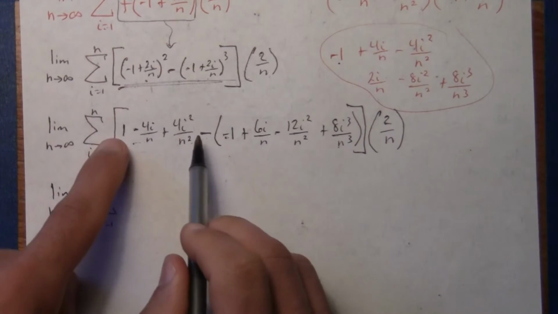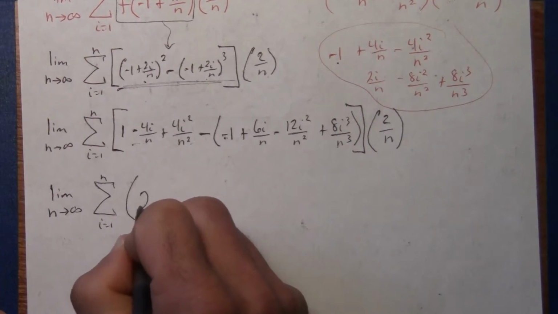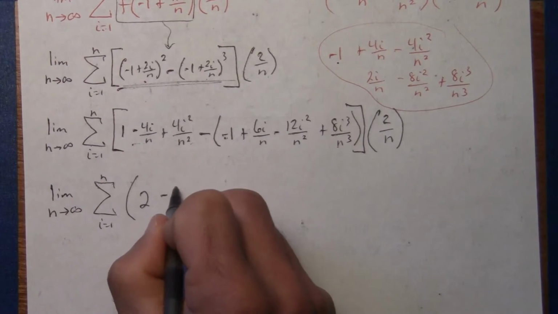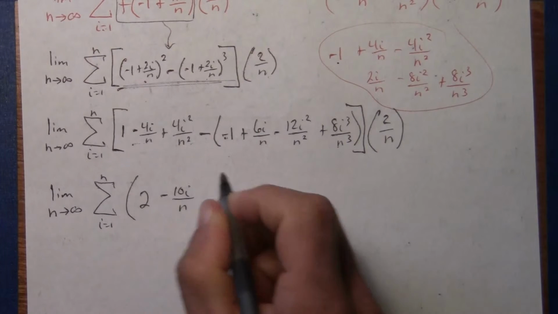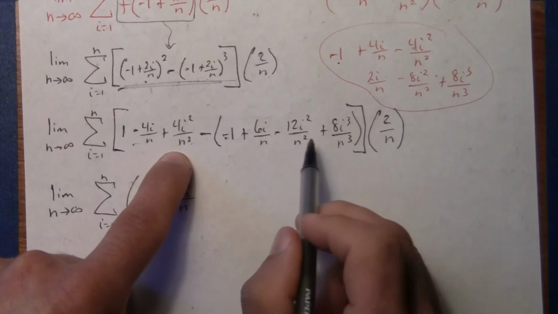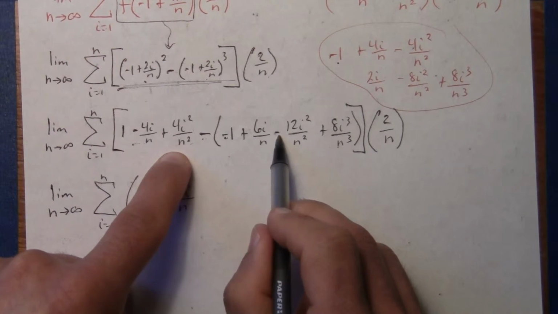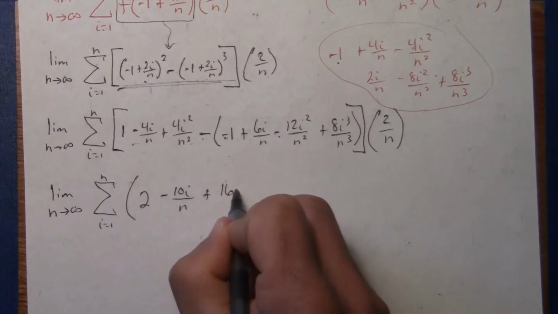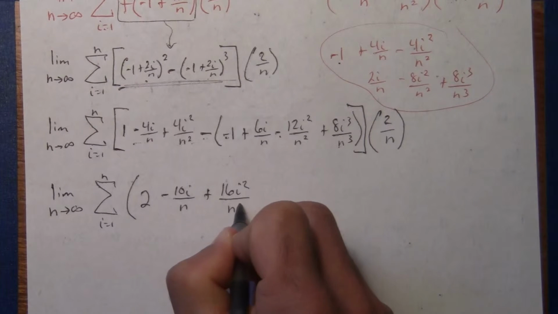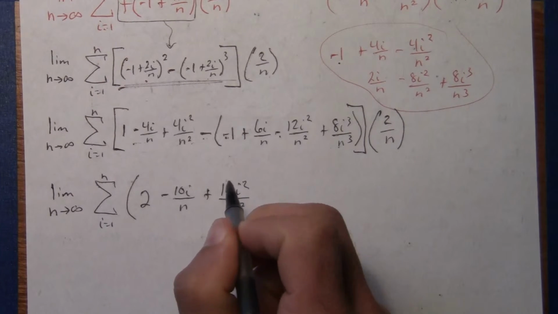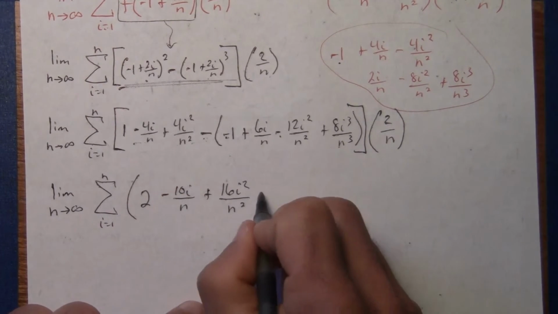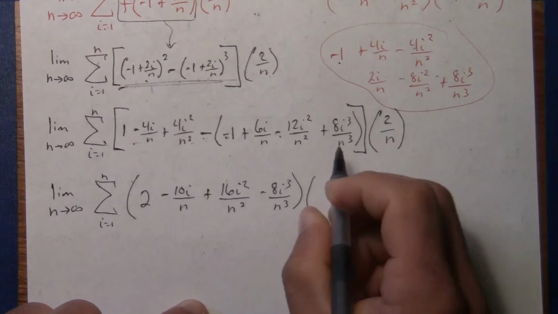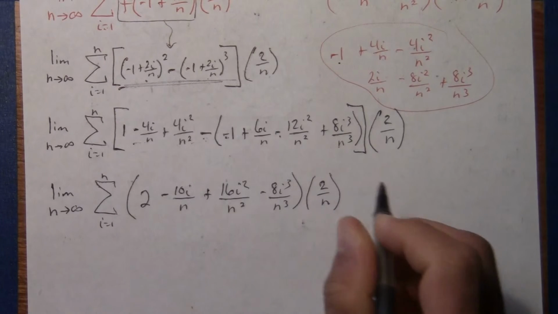So that would become a positive 1 plus 1, or this should be 2. I've got negative 4i, distribute that negative to the 6, it's going to give me a total of negative 10i over n. I have a positive 4i squared. This is going to become positive 12, so plus 16i squared over n squared. And then I'm going to have a negative 8i cubed over n cubed. And then I've got the 2 over n.